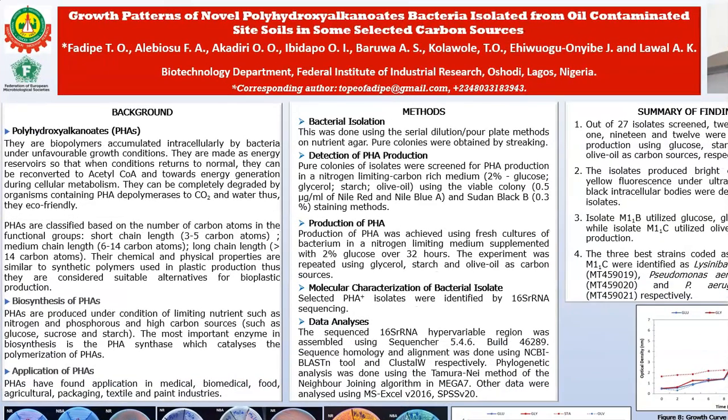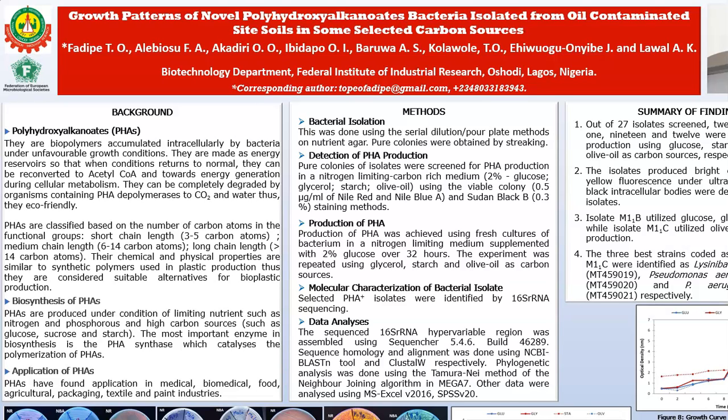Polyhydroxyalkanoates, for short PHAs, are biodegradable polymers accumulated intracellularly by a wide variety of bacteria under environmental stress conditions, which leads to unfavorable growth patterns. They are made as energy molecules so that when conditions of growth revert to normal, they can be converted back to acetyl-CoA and directed towards energy generation. They can be completely degraded by organisms containing PHA depolymerases to carbon dioxide and water.